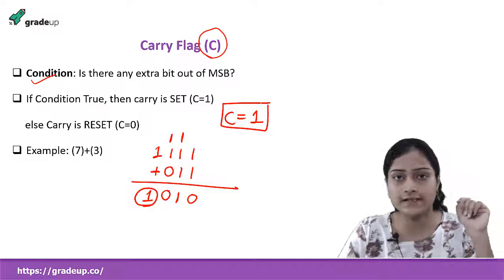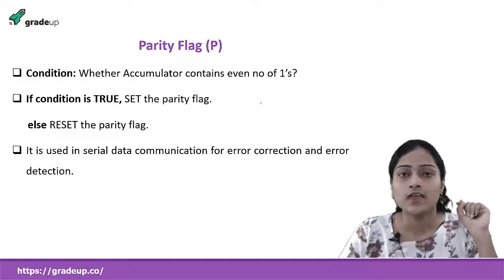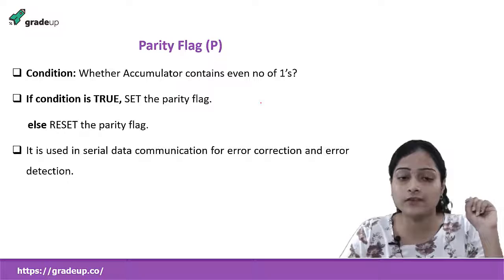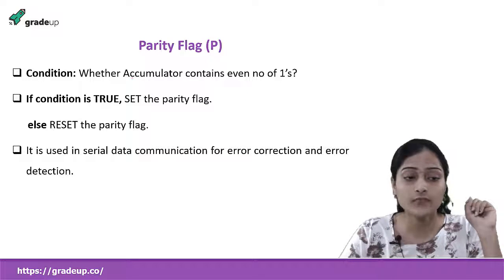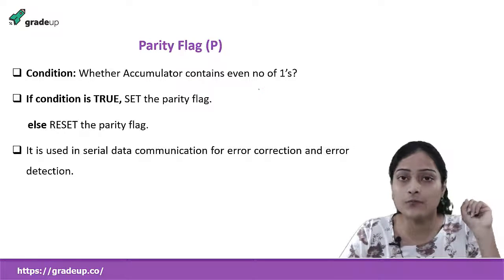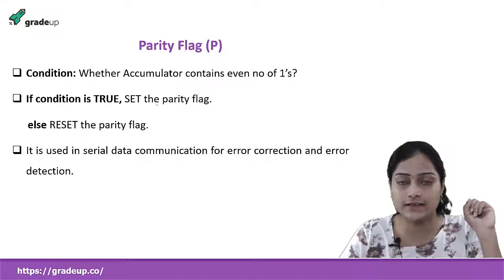Let us move towards the next flag, which is the parity flag. You might have heard about parity in your computer network subject. Let us see what parity means. It is going to check the condition of the accumulator, whether the accumulator contains an even number of ones. If your accumulator contains an even number of ones, then this parity flag is set, otherwise it is reset.